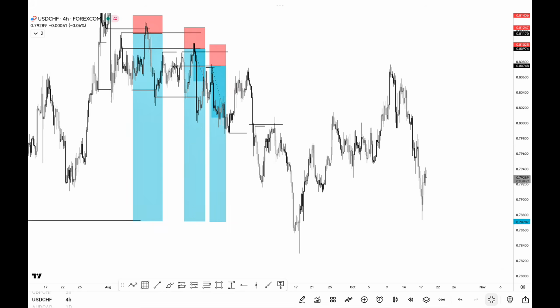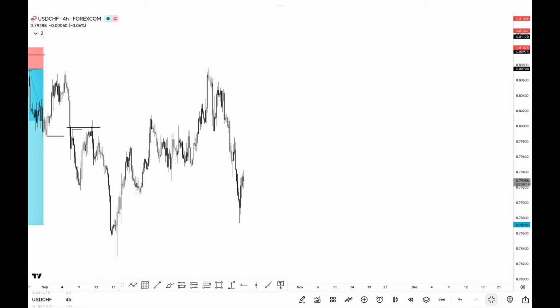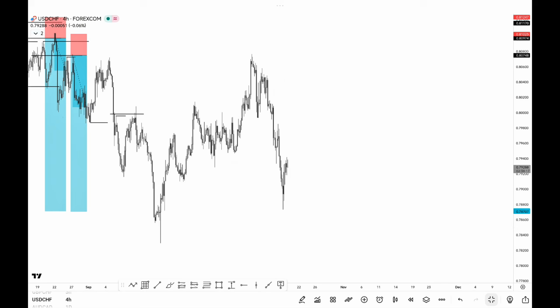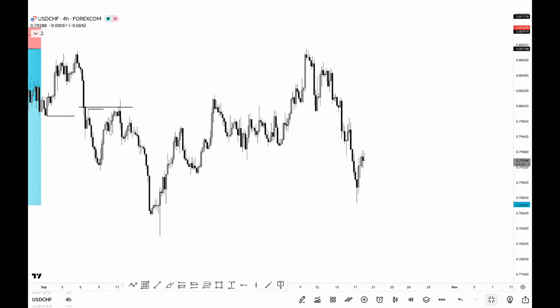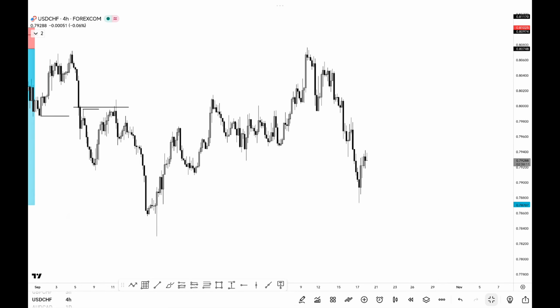So let's go back to how the logic works. The logic goes thus: you take out the high, then you go for the low. That's basically what we're looking at. Take out the high, go for the low. Take out the low, then go for the high.